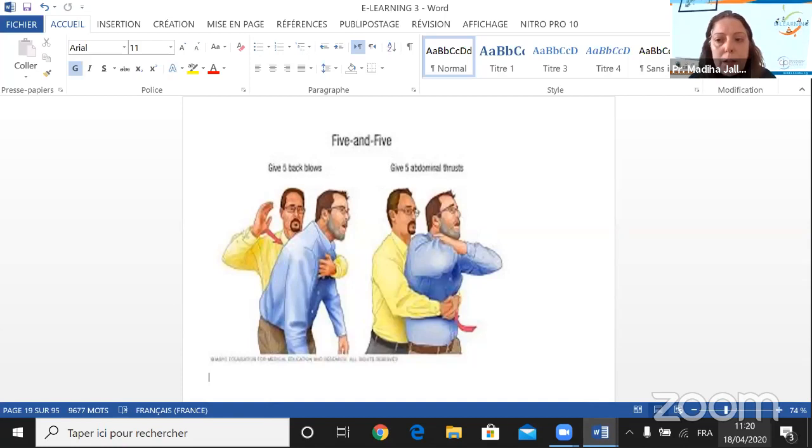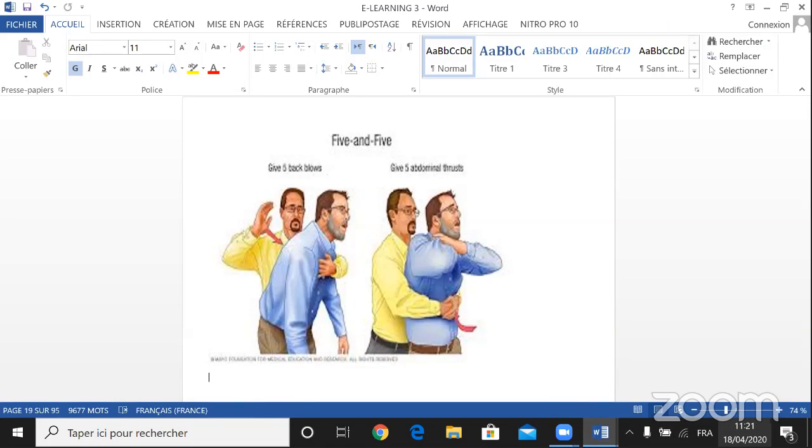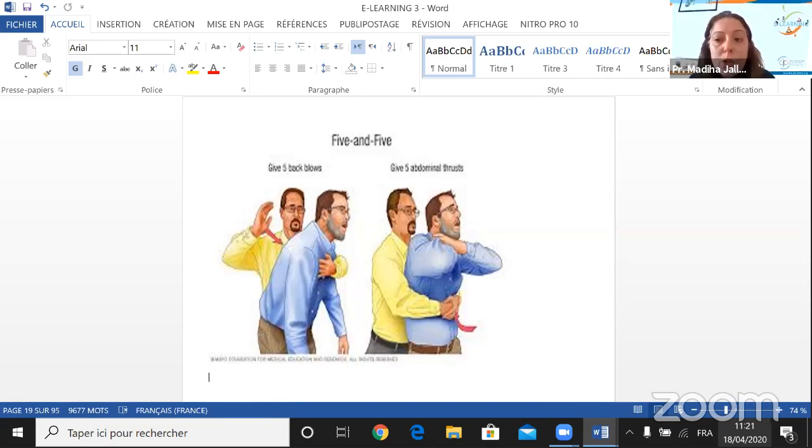Which area do you blow? Between the omoplates. Which word do we use in English? Scapula, scapulae. Between the two scapulae, or you can also use shoulder blades. Remember this word, shoulder blades. So you give 5 back blows between the shoulder blades.